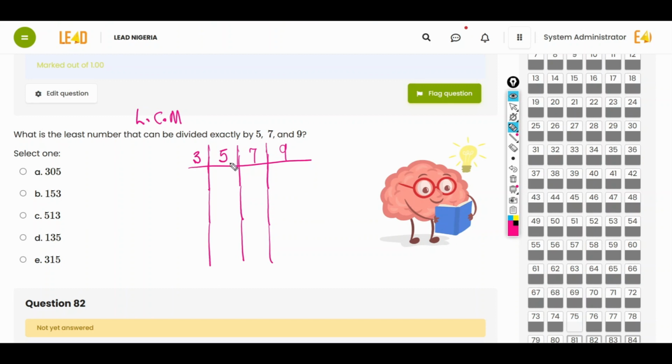Okay, so 3 in 5 doesn't go, so we put down 5. 3 in 7 doesn't go, we put down 7. 3 in 9 is 3.